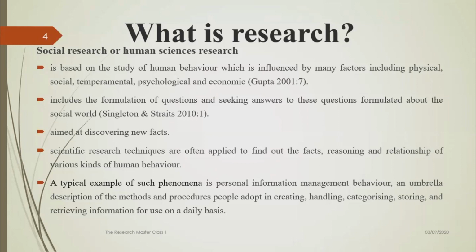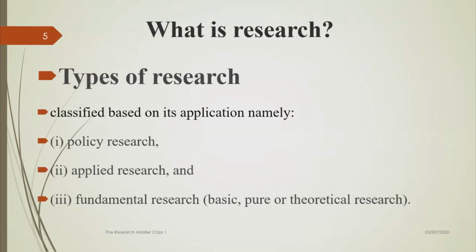And then we have another type of research. Okay, so these are the two broad main types of research. And whatever the type of research, either the physical research or the social science research, your research might be either a policy research, an applied research, or a fundamental research. So we are going to find out what a policy research is, what an applied research is, and then what a fundamental research is.